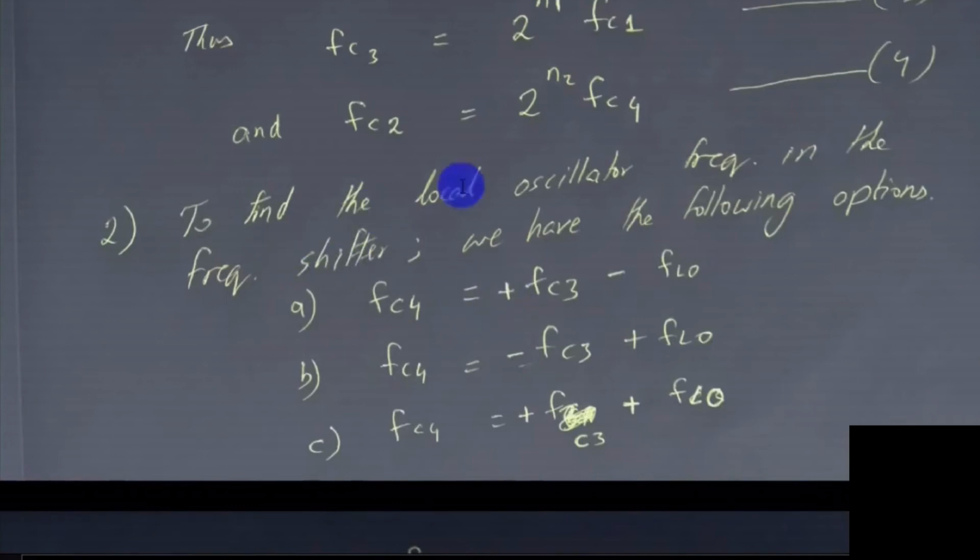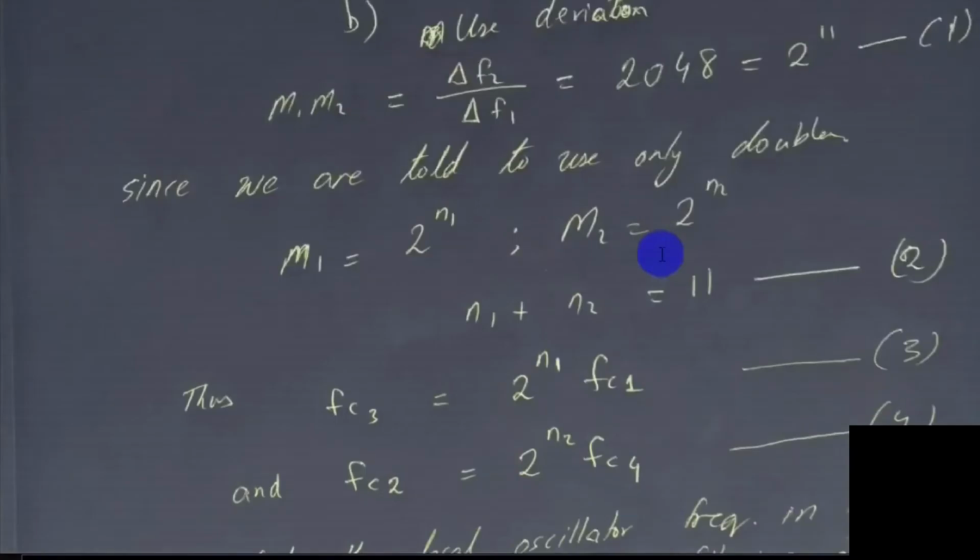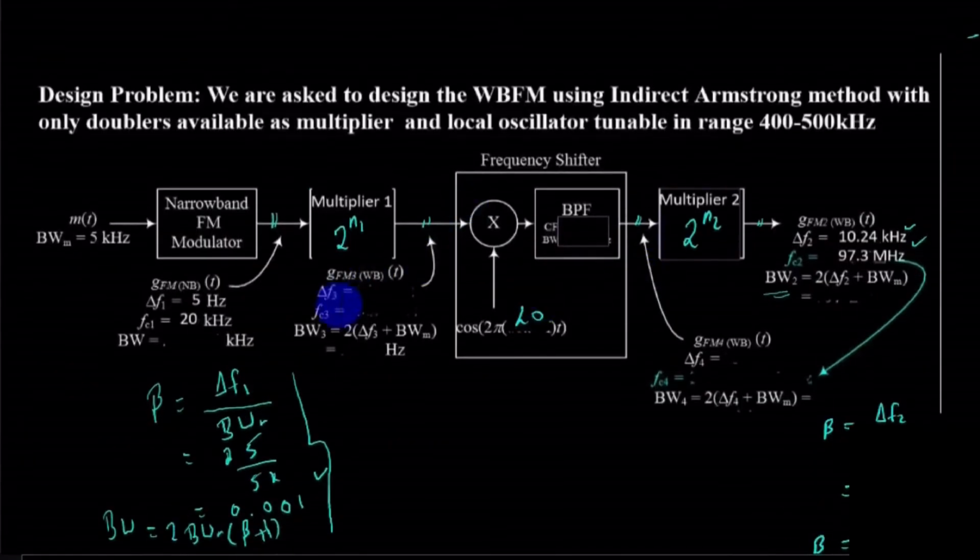It says that to find the local oscillator frequency in the frequency shifter, we have the following options. The first option is FC3 minus FLO, the frequency of the local oscillator. The other option is FLO, the frequency of the local oscillator, minus FC3. That is the second option.